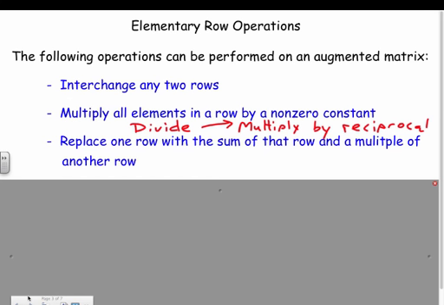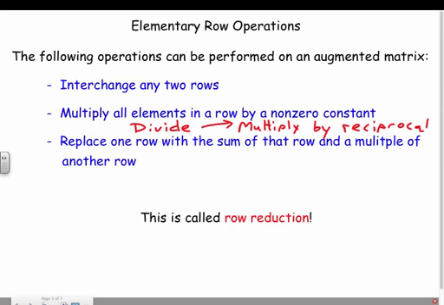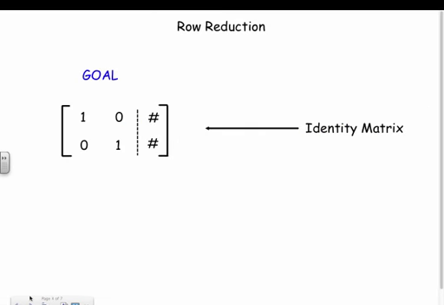So those are our 3 rules. I can just interchange rows. I can multiply by a non-zero constant or divide. And I can replace one row with the sum of that row and a multiple of another row. And we call this row reduction. And what we want to do with that row reduction is we want to get our augmented matrix into what we call the identity matrix, where it goes 1, 0, 0, 1.